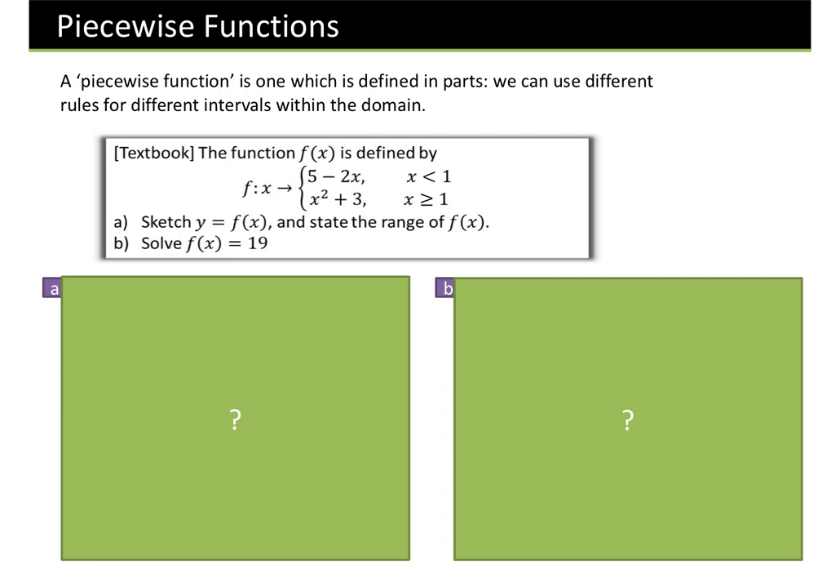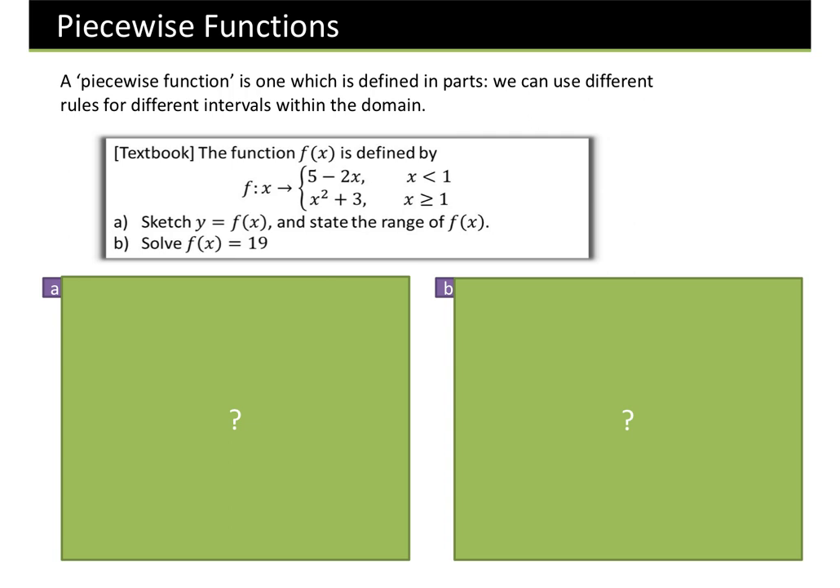We can use different rules for different intervals within the domain. So this one says the function f of x is defined by, when x is less than 1, you use the graph 5 minus 2x. So that's going to be a straight line with a negative gradient with a y-intercept of 5. But that is only for values of x less than 1. And then when x is equal to 1 or bigger than 1, then we have a nice little quadratic.